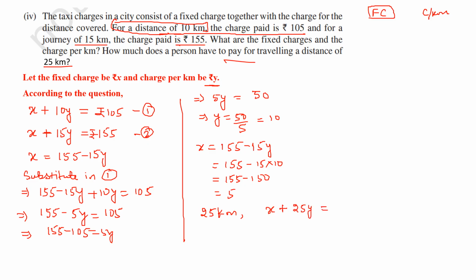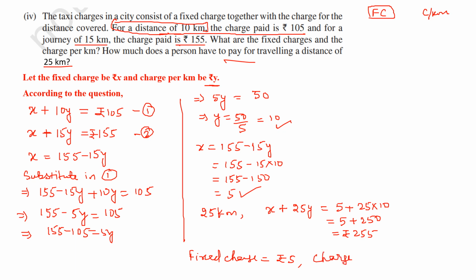Now as you already got the value of X and Y, let's substitute here. So X is 5 and Y is 10. So 25 into 10, which will give me 5 plus 250, which is further 255 rupees. Okay. So from here we can write fixed charge is 5 rupees and then charge per kilometer is 10 rupees. And to cover a distance of 25 kilometers, he has to pay 255 rupees.